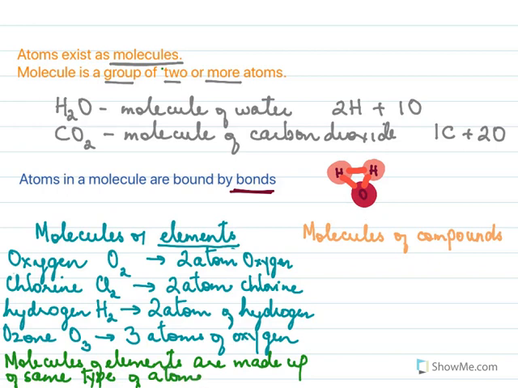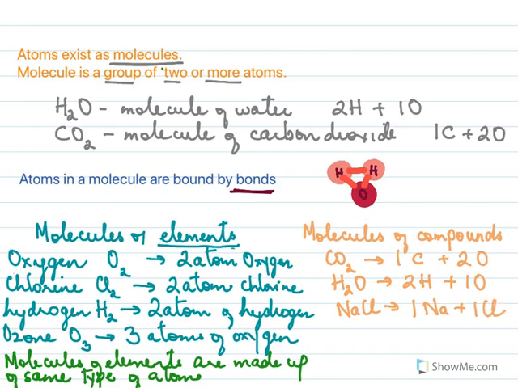Now for compounds, an example of a compound would be carbon dioxide. It is made up of 1 carbon and 2 oxygen atoms. Or we take water, a compound made up of 2 hydrogen atoms plus 1 oxygen. Let us take sodium chloride, that is a salt that we eat. It is made up of 1 atom of sodium plus 1 atom of chlorine. By now you would have guessed that molecules of compounds are made up of different types of atoms.